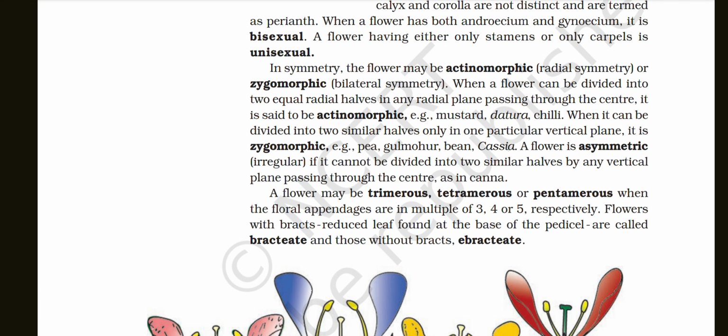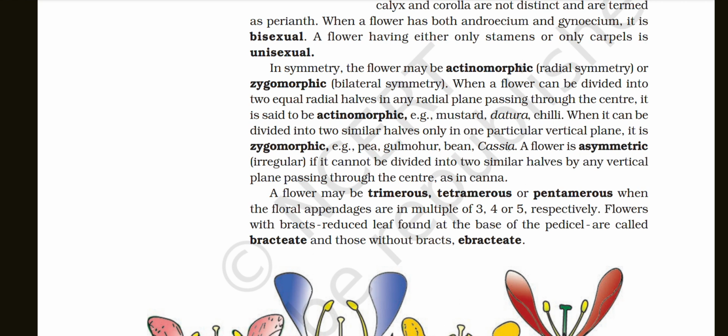In symmetry, the flower may be actinomorphic, radial symmetry, or zygomorphic, bilateral symmetry. When a flower can be divided into two equal radial halves in any radial plane passing through the center, it is called actinomorphic, that is radial symmetry. Example, mustard, datura, chili. When it can be divided into two similar halves only in one particular vertical direction, it is called zygomorphic, that is bilateral symmetry. Example, pea, gulmohar, bean, cassia.